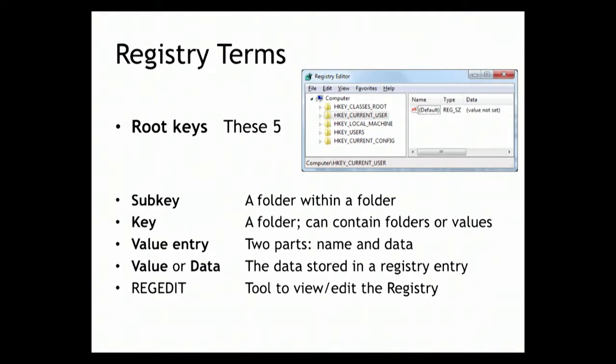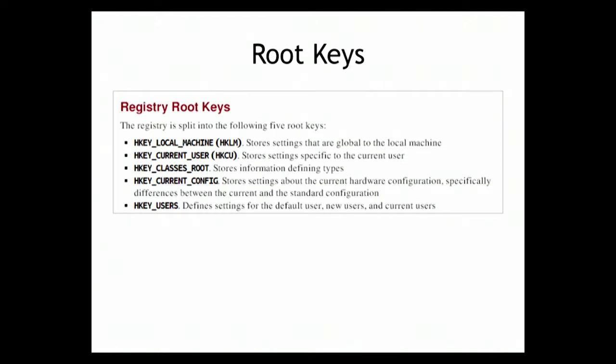Some of them are actually contained, like the current config is actually contained inside one of the others. It's very strange. It's not at all like 5 folders on the hard drive, but it looks like 5 folders. Those are the roots, and then you have these long paths leading to things. You can edit it with regedit. You can output it as reg files, and so on.